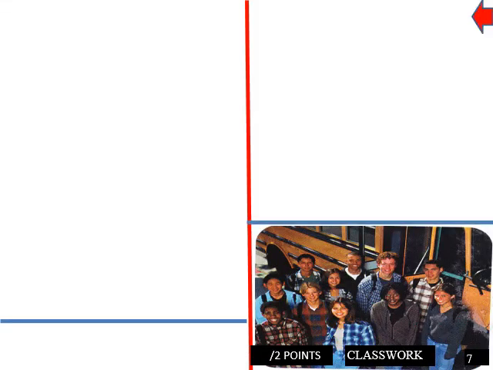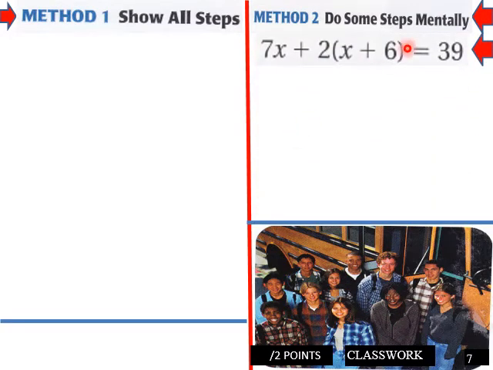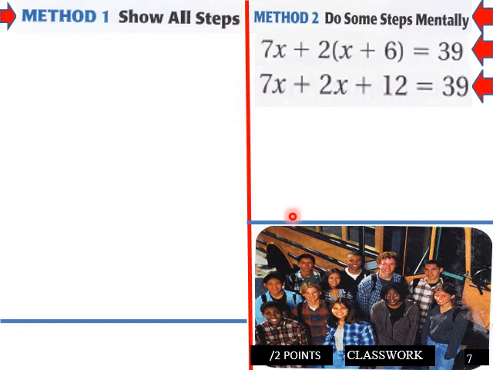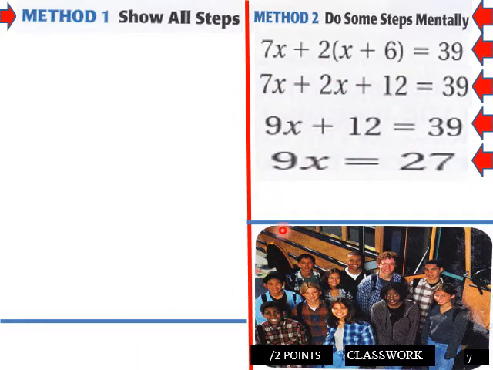So here are your two methods. Some steps mentally. That's our original. What do we do here? Well, we do our multiplication through our parentheses, multiplying 2 through them, then 9x plus 12. What do we do here? Well, we added these two, then we have this. What's our next step? We subtract 12 from both sides. We get 9x equals 27. What does x equal? x equals 3.